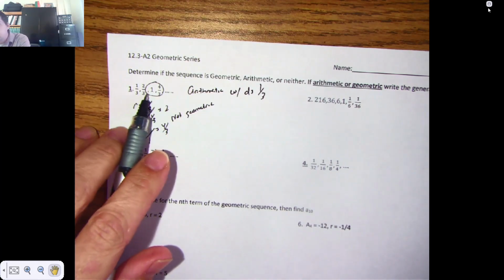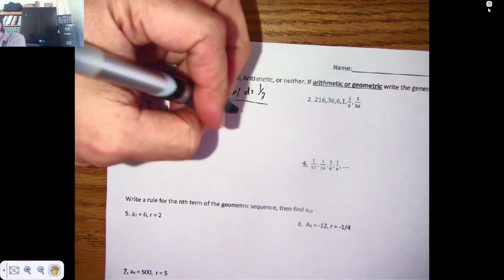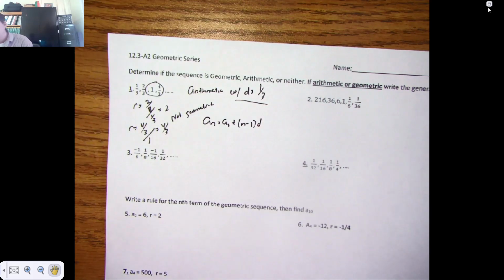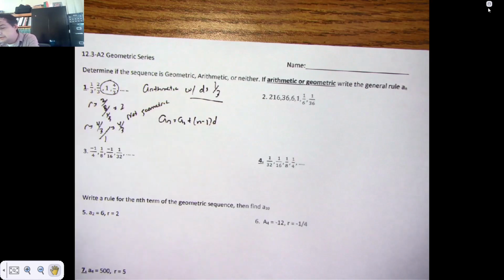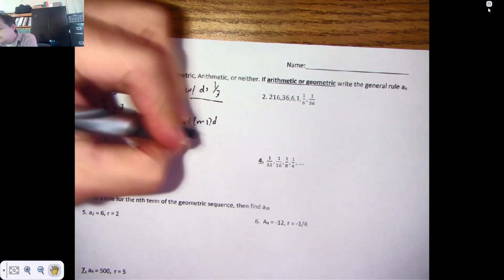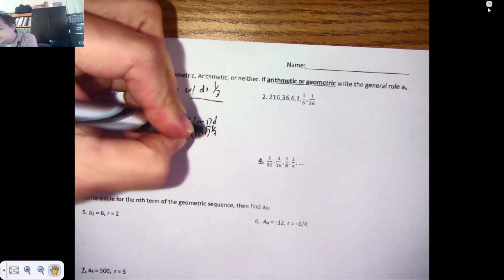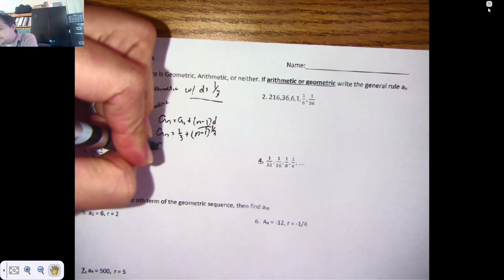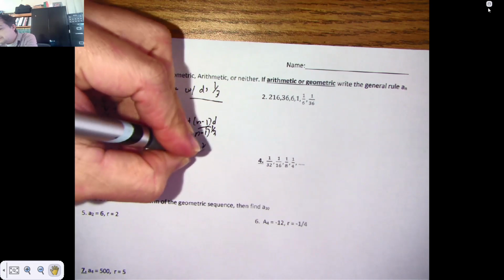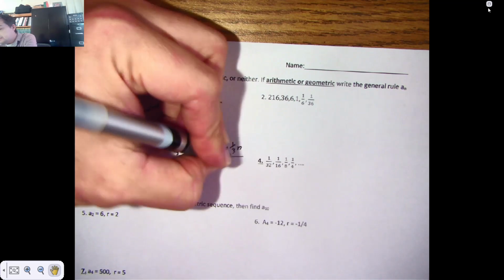Because if I add a third to 1/3, I get 2/3. If I add another third, I get 1, and so forth. It's arithmetic. So a sub n must be the first term plus n minus 1 times d. And I just plug stuff in. The first term is a third, n minus 1, the difference is a third. I invoke the distributive property, and I would have a sub n is 1/3 plus 1/3 n minus a third, which just becomes a sub n is 1/3 of n.